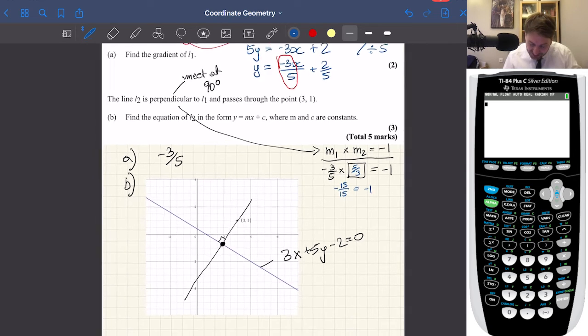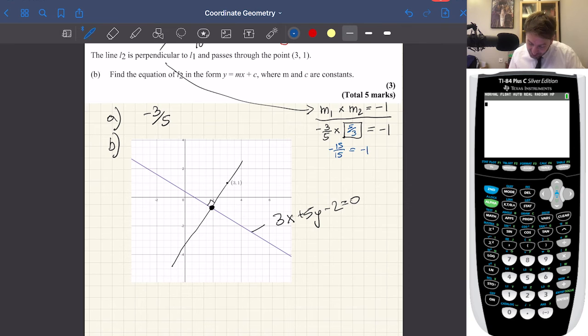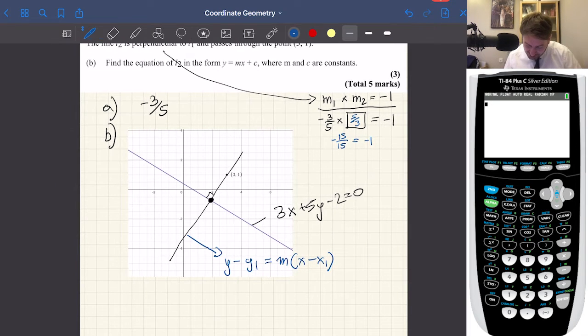So that means we are going to write this equation as y minus y1 equals m times x minus x1. Obviously, every time we're going to write this formula.